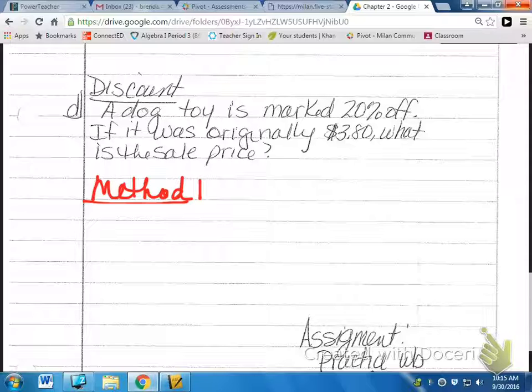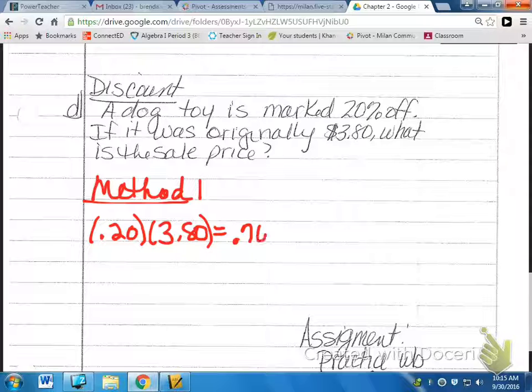Method 1, this is what most of you would have done. You'd have said, okay, I need to figure out what that 20% is. So 20% times $3.80. That gives you 76 cents. And since it's a discount, it's the amount that you mark off the price. So you would say $3.80 minus 76 cents, which would be $3.04 now with the 20% off.